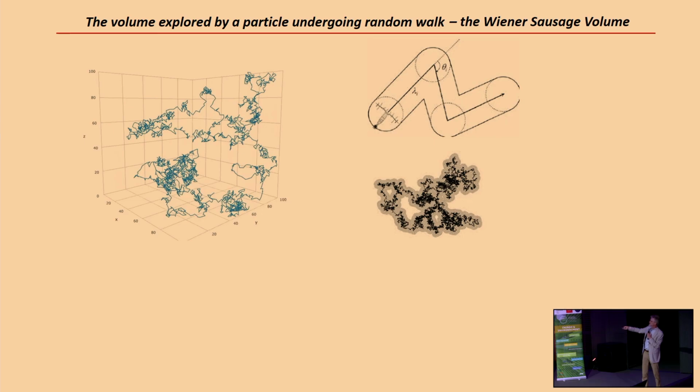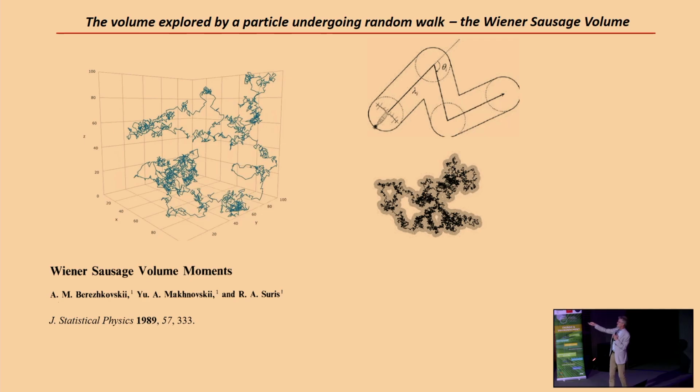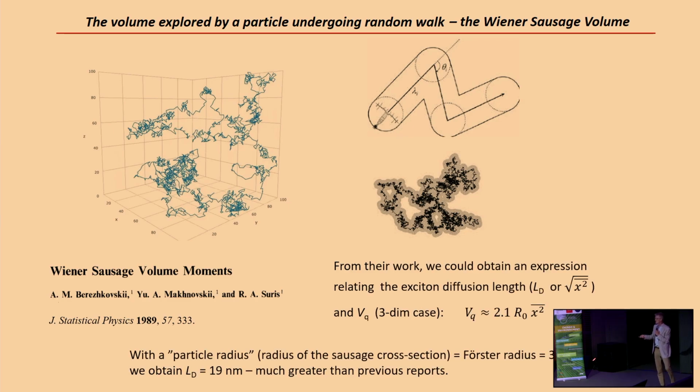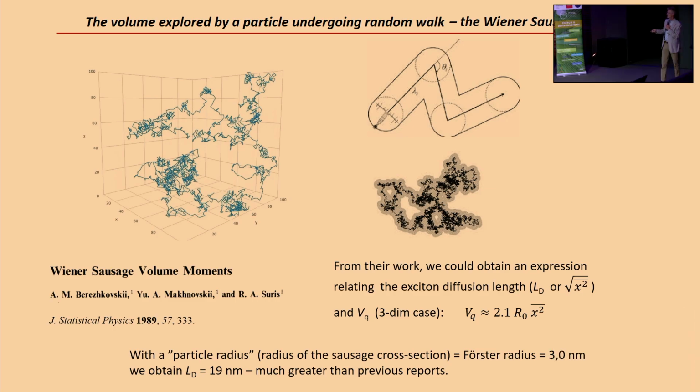So the thickness of the sausage, the slices here, are determined by the Förster radius. This has apparently been a problem in statistical physics since the 1930s, and this is a very nice paper in the Journal of Statistical Physics. I could understand the important parts. Amazing. And from the equations they presented for 3 dimensions, the relation between volume and mean square displacement is this, 2.1 times the Förster radius.